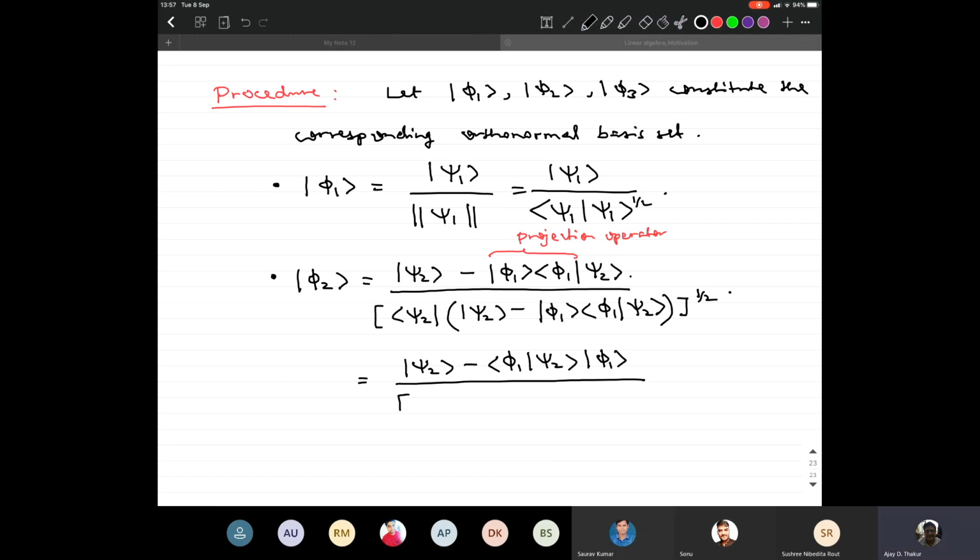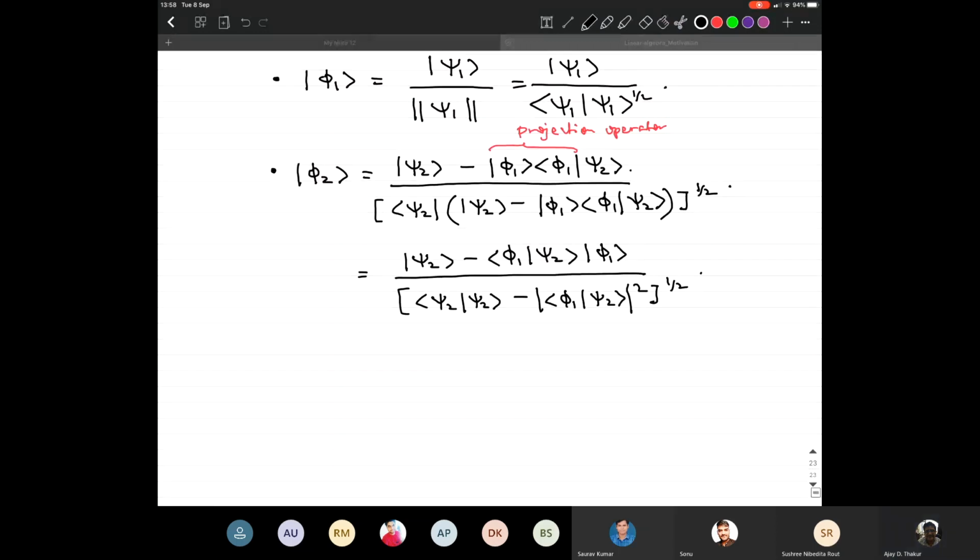And in the denominator it is going to be the norm of psi2 minus the projection. You can see it is going to be psi2 phi1 once and phi1 psi2, so it is as if phi1 psi2 is multiplied with its complex conjugate. Therefore this is the mod square of this, and take a square root of this. So this is how we are going to define phi2.